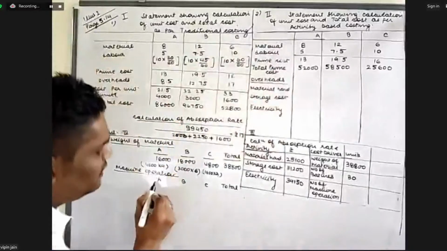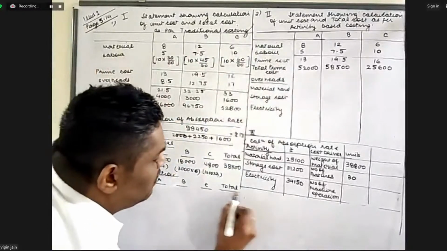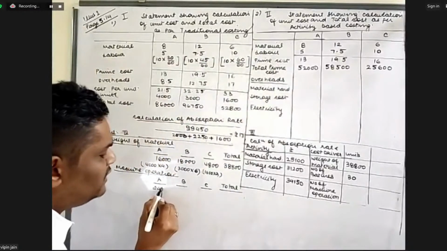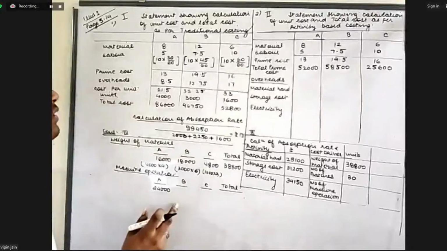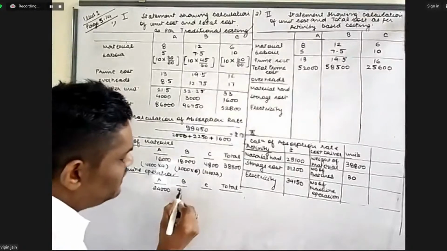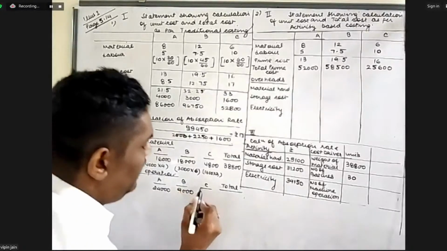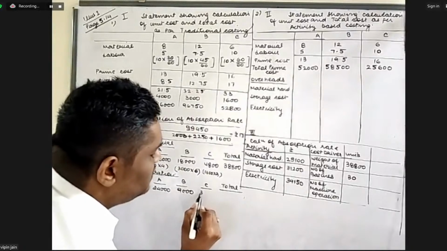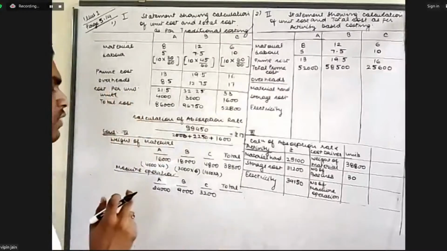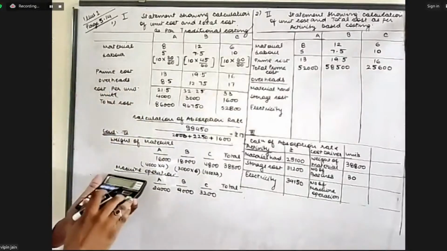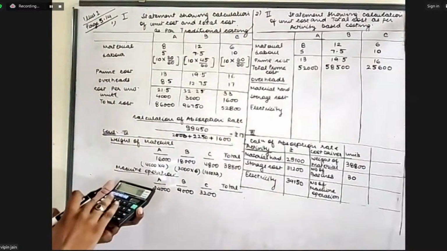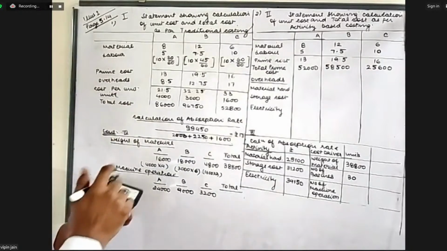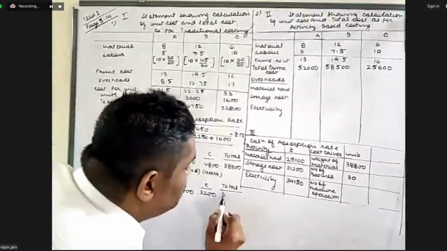So 6 into 4,000, that is 24,000. 3 into 3,000, that is 9,000. And 1,600 into 2, that is 3,200. So this is how we get the total machine operations: 24,000 plus 9,000 plus 3,200. So this will be 36,200.